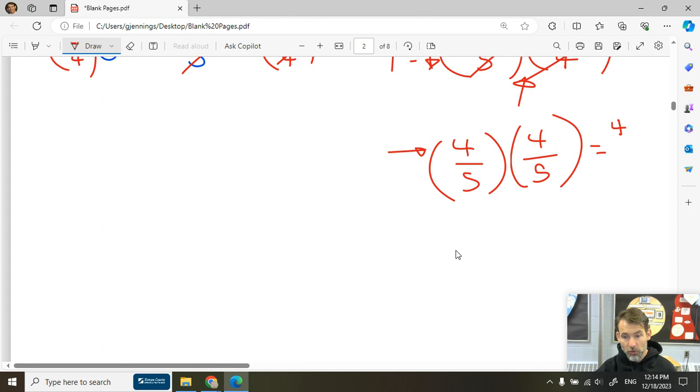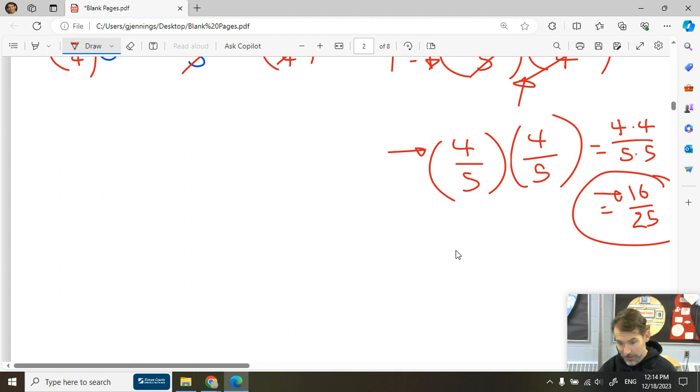This is equal to 4 times 4 over 5 times 5. Ain't no cancels here. This is equal to 16 over 25. Notice that's a piece of pizza cut in 25 slices, and you only get 16 slices. That's a number very definitely not 1. You are not getting a whole pizza.